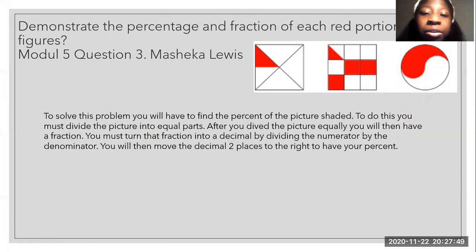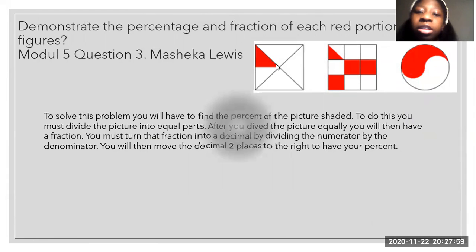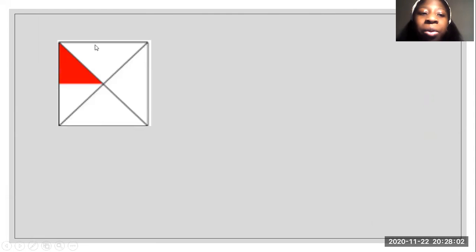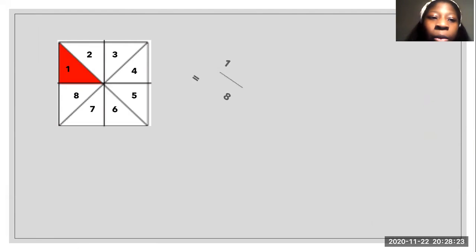Next, we'll have to find the percentage of the fraction of each picture. So we'll get these 3 pictures right here, and we have to find out how many is shaded. To start this problem, we have to find out how many is shaded. But the thing is, they're not equal. So to start out, we'll have to divide it into equal parts. And when we divide it like this, we have equal parts. Now we have 8 parts, and we have 1 shaded. Now we number them, and we have 1 out of 8, and that is our fraction.